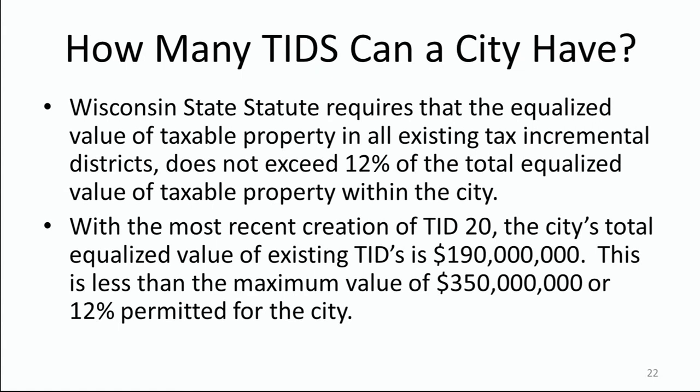That's a question we hear a lot, is you seem like you have a lot of TIDs. One thing I would say, the Department of Revenue just keeps adding the numbers progressively. That's why you're seeing 20. Some of them are obviously closed. But it requires us to not exceed 12% of our total equalized value of taxable property. So when we created TID 20, the city's total equalized value of existing TIDs was around $190 million, and the max we could go to is $350 million. So you can see we have a little bit of flexibility in there yet for TIF district creation.